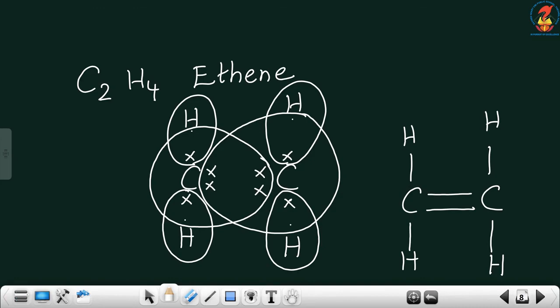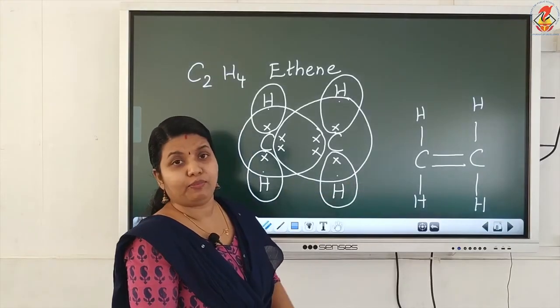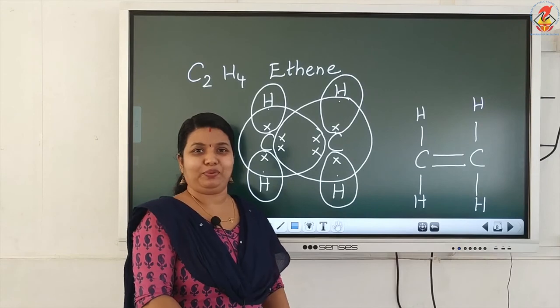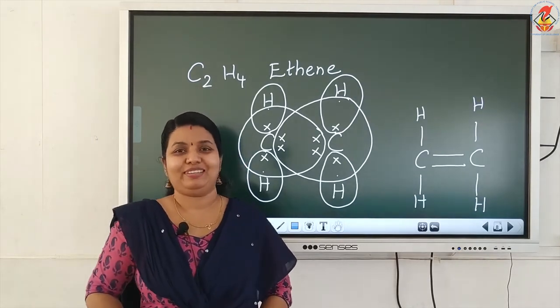So this is the electron dot structure, and this is the structural formula of ethene. I hope you understood this. So that's all. Thank you, children.